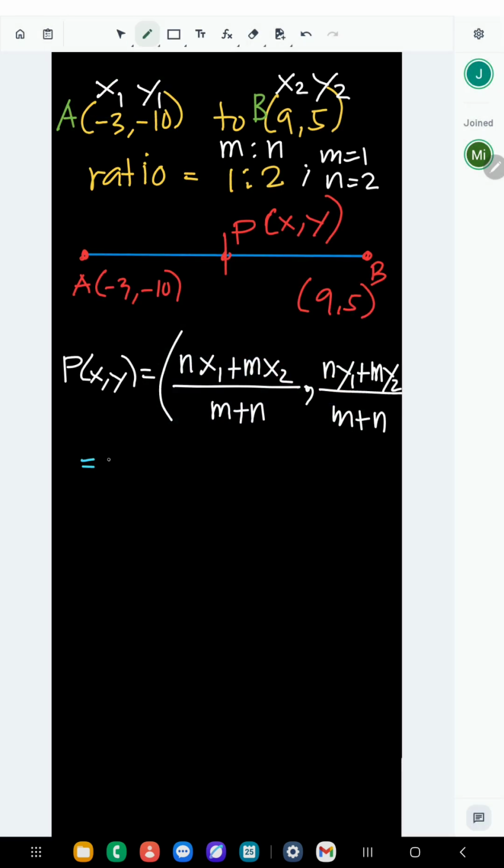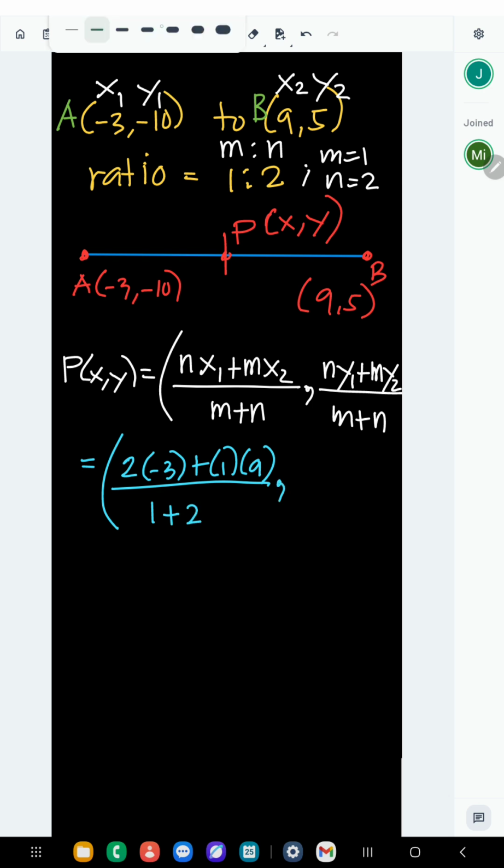So we substitute all of the values. Yeah, substitute everything. N is 2, right? So 2 times x sub 1 is negative 3 plus m is 1 times x sub 2 is 9 over m plus n. So that is 1 plus 2. Then for the y coordinates, let me use yellow. N is 2 times y sub 1 is negative 10 plus m is 1 times y sub 2 is 5 over 1 plus 2.